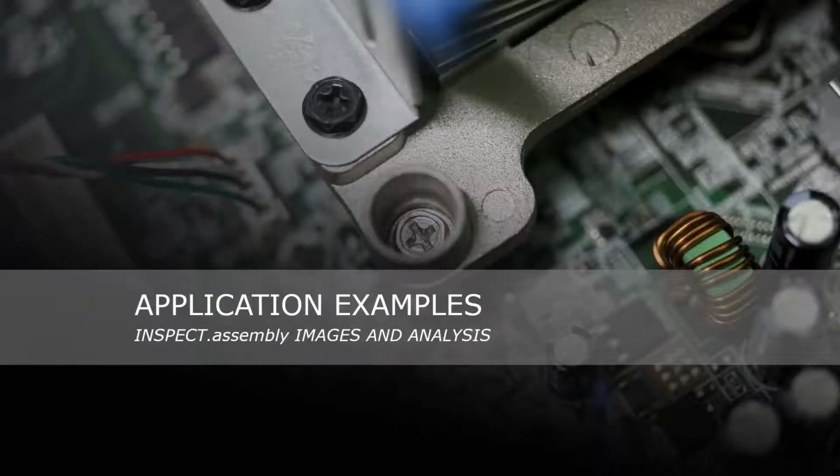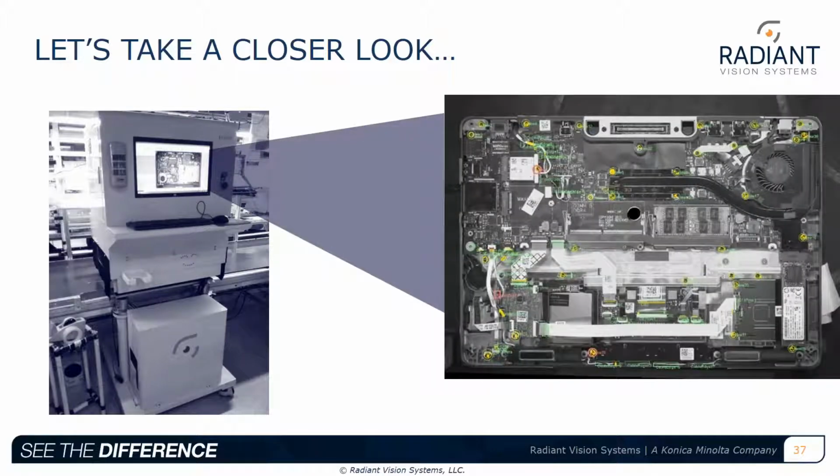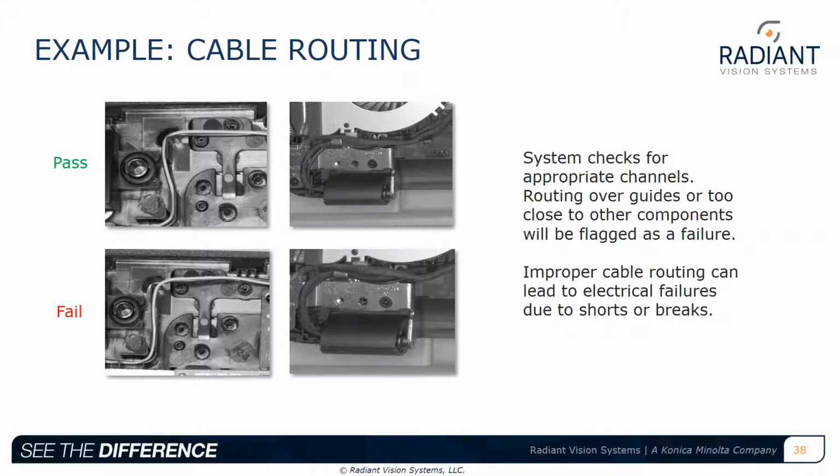Now let's take a look at some example applications performed by the INSPECT.assembly system. In these examples, we'll look at images taken by the INSPECT.assembly system and the precise component differences that are detected, indicating the defects. These images captured by INSPECT.assembly show the subtle differences that are detected that indicate errors in the cable routing, for example. These errors may not cause issues in functional testing, but may result in latent failures after the product ships.